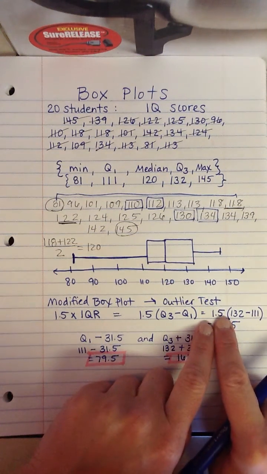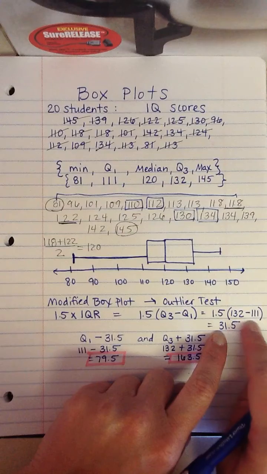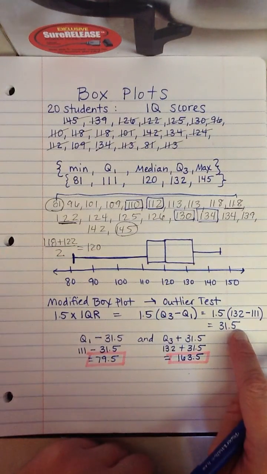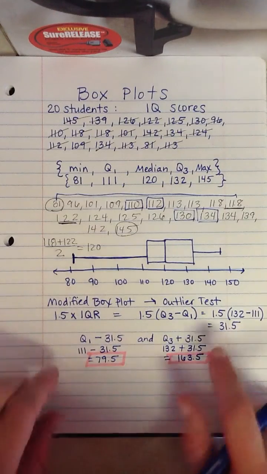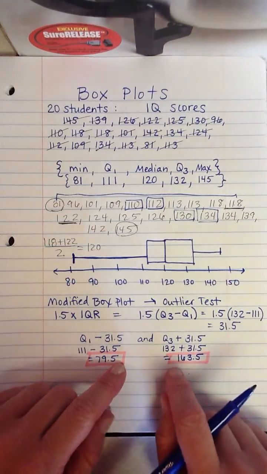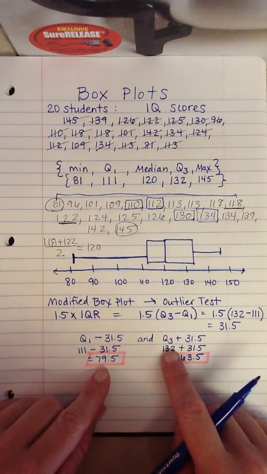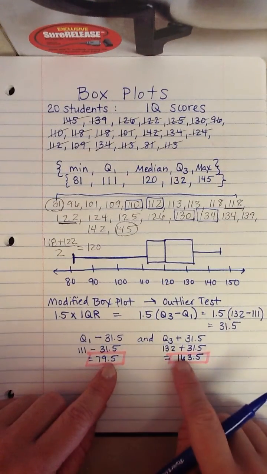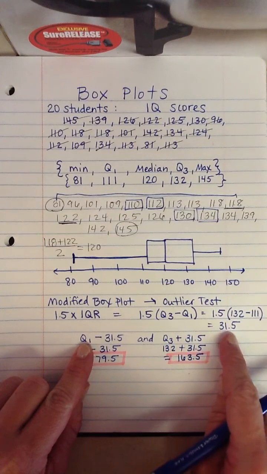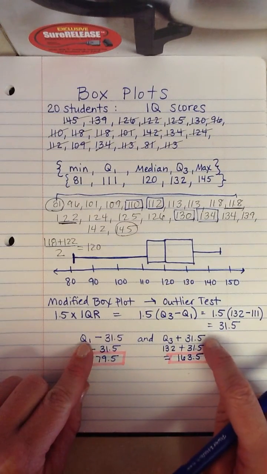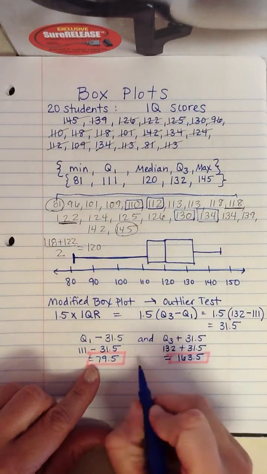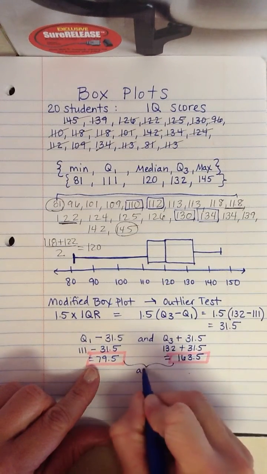Next, I would take 1.5 times my quartile 3 minus quartile 1, so I just filled in those numbers, and I got 31.5. Now what you want to do is two things. You need to get an acceptable range, a minimum low that you could have and a max high. And how you do that is you take your quartile 1 minus the number you just found, and then you take your quartile 3 plus that number you just found. And this creates what we call your acceptable range.